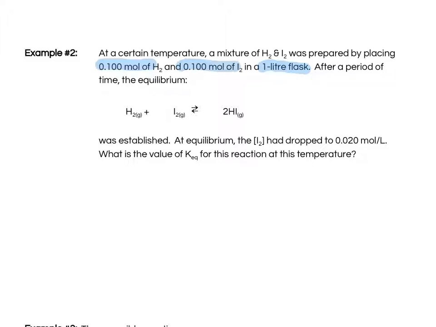Okay, and so I have an equilibrium that's established. Here's the equation, the reversible equation. At equilibrium, they're telling me that I have a concentration of I2 that has dropped to 0.02 moles per liter, and I want to know my equilibrium constant for this reaction at this temperature.